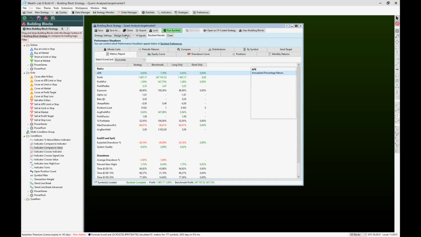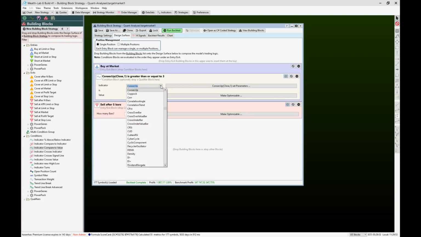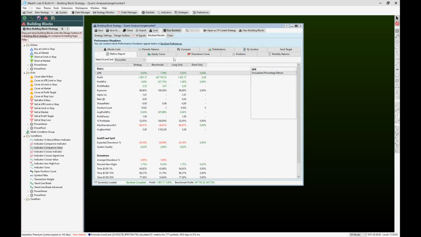And again, we are doing now the opposite. Consecutive up means 3 days up. Consecutive down means 3 days down. Let's do the backtest. Okay, a very good performance. And once again, you can see that the anti-cyclical approach works better.